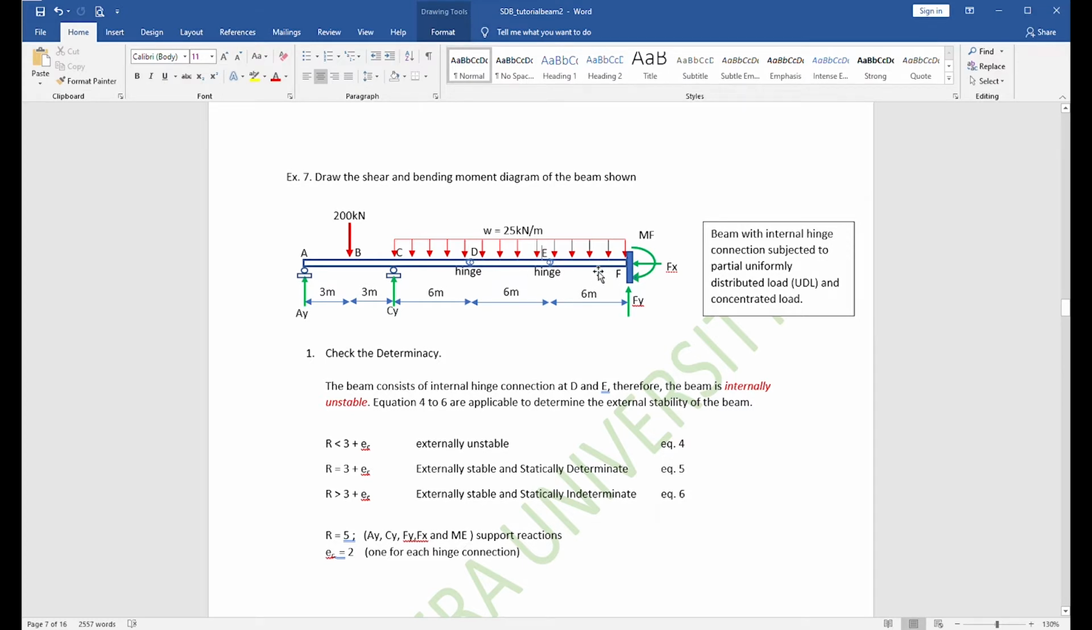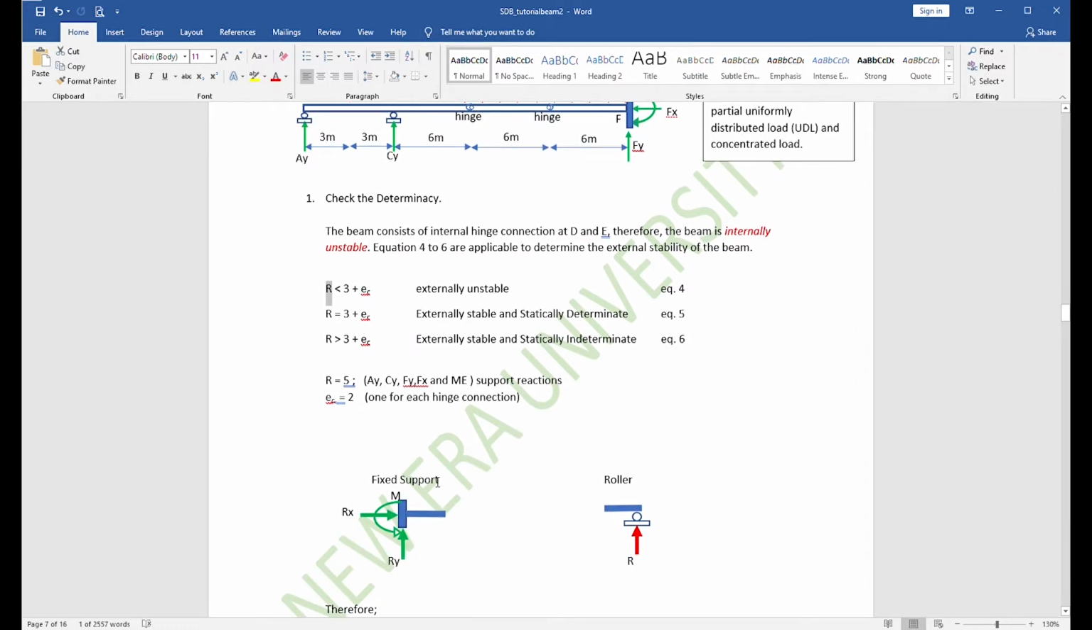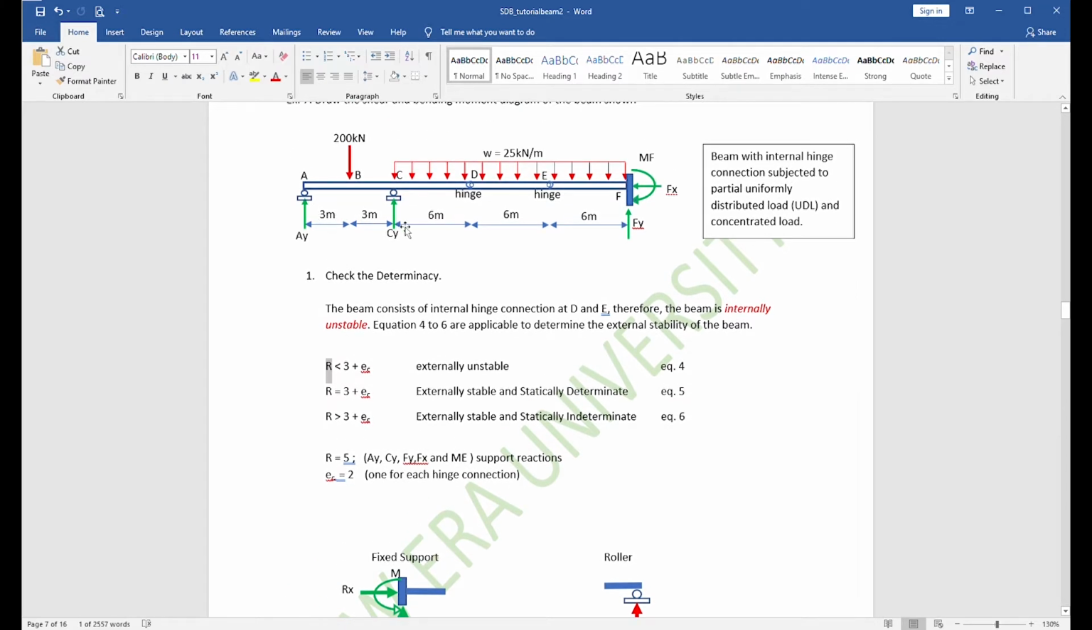Okay, so let's check the determinacy right away. That is the first step. We check the determinacy, so we count the number of support reaction components. This is our R. It is equal to 1 for a roller, and for a fixed support, it is 3. We have two rollers, so that is 2, and here we have 3. So all in all, we have 5 support reaction components: AY, CY, FY, FX, and MF. Those are the support reactions.